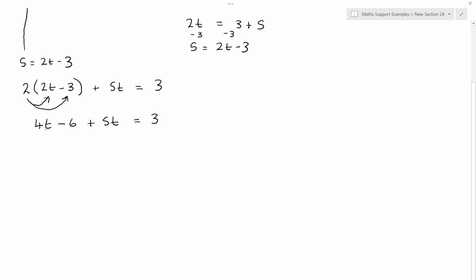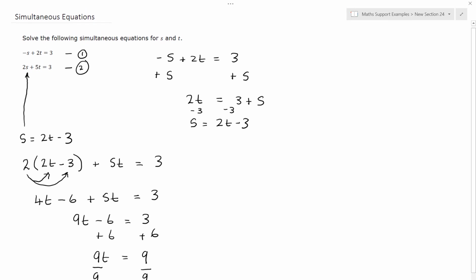Adding up all my like terms, 4t plus 5t is 9t. So I have 9t minus 6 is equal to 3. Adding 6 to both sides allows me to find out what 9t is equal to. So I see that 9t is equal to 3 plus 6, which is 9. And dividing both sides by 9, I see that t is equal to 1.